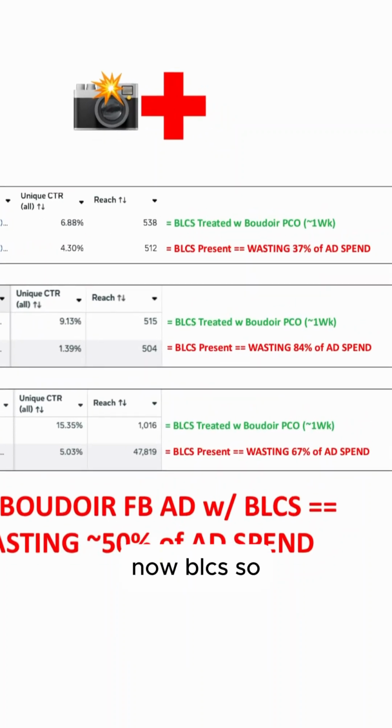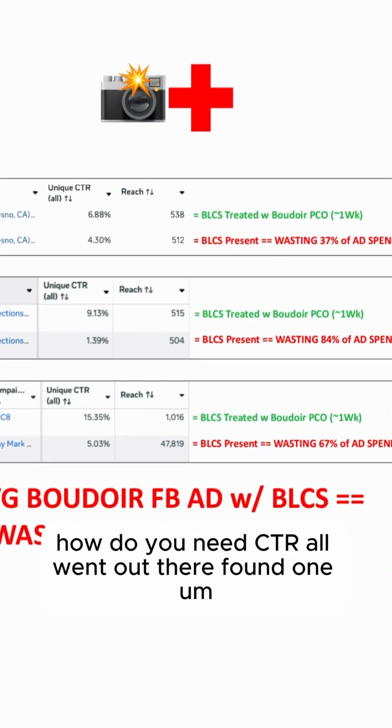Now, BLCS, so next part, residency part 2. Had a unique CTR all, went out there, found one.